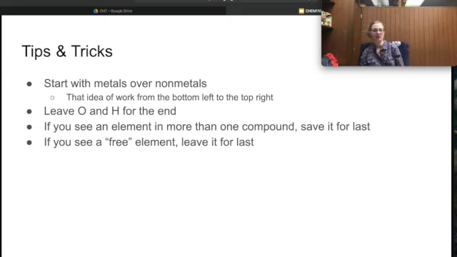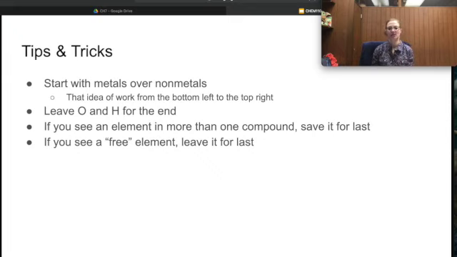So start with metals over nonmetals. Leave hydrogen and oxygen for the end. So I would do oxygen before I did hydrogen, but leave those two for the end. They kind of come along the way. So once you're figuring out the coefficients of the other elements, it'll start to come along the way that your hydrogen and oxygen follow along most of the time. A lot of times they're also split between multiple compounds, and that can be really hard.